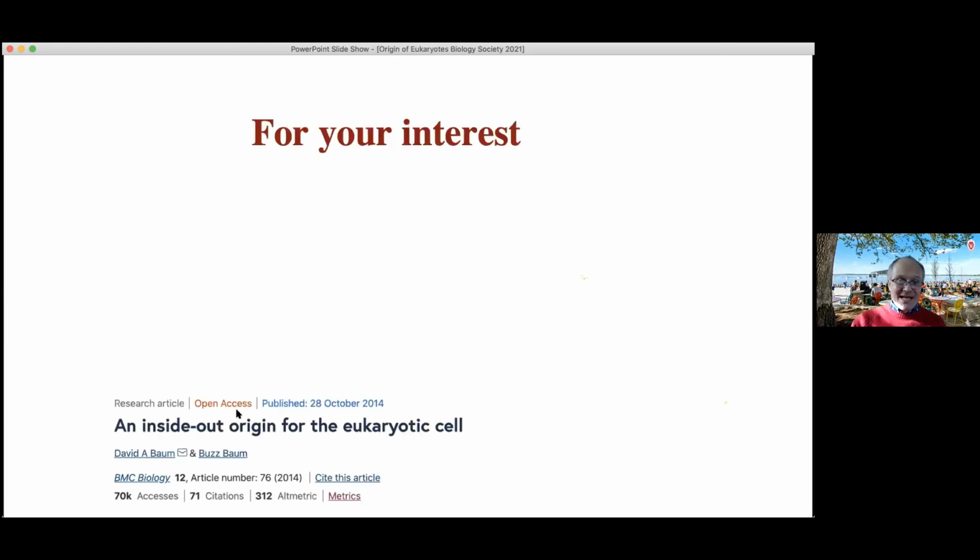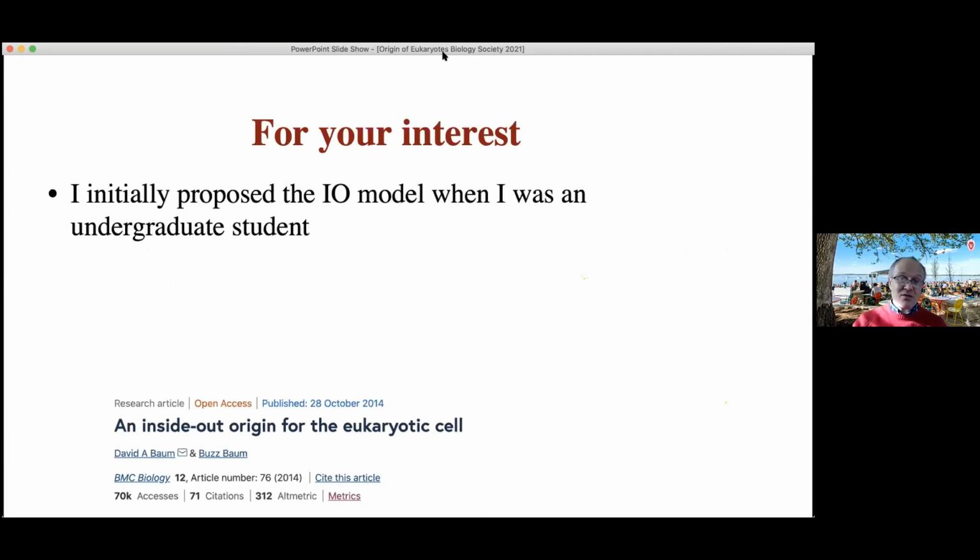Now, before I completely end, I wanted to give you some context, because I think you might find this interesting given where you are in your careers. The paper was published in 2014, but the idea is much, much older than that. I initially had this idea when I was an undergraduate student and was asked to write an essay on the evolution of eukaryotes, and I just said, well, here's an alternative. I didn't publish it. I didn't believe the data were strong enough. My advisors were saying, this is just speculation, there's no reason to believe this.